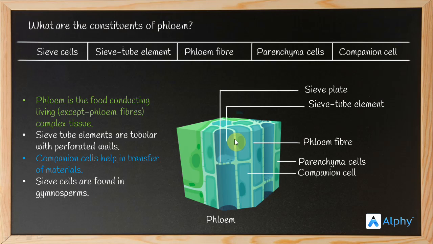So tell me what are the different constituents of the phloem. We have sieve cells, sieve tube elements, phloem fiber, parenchyma cells and companion cells.